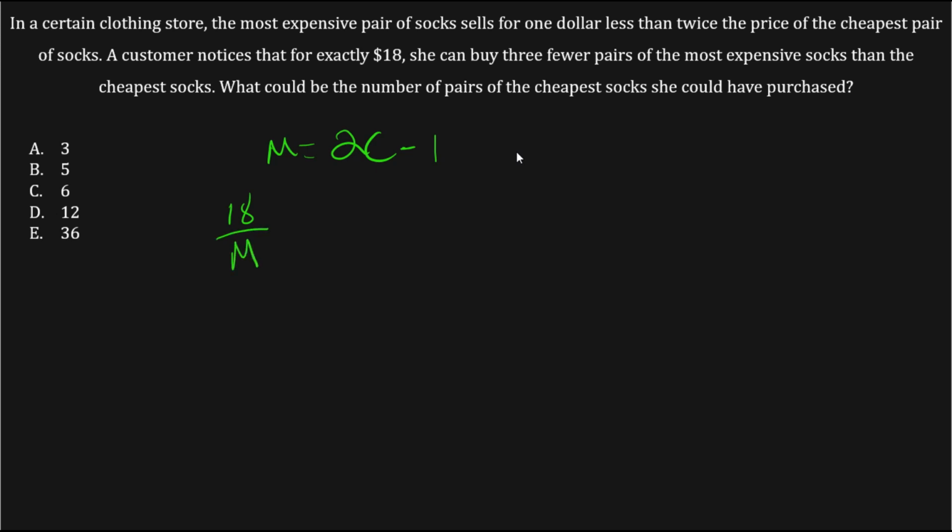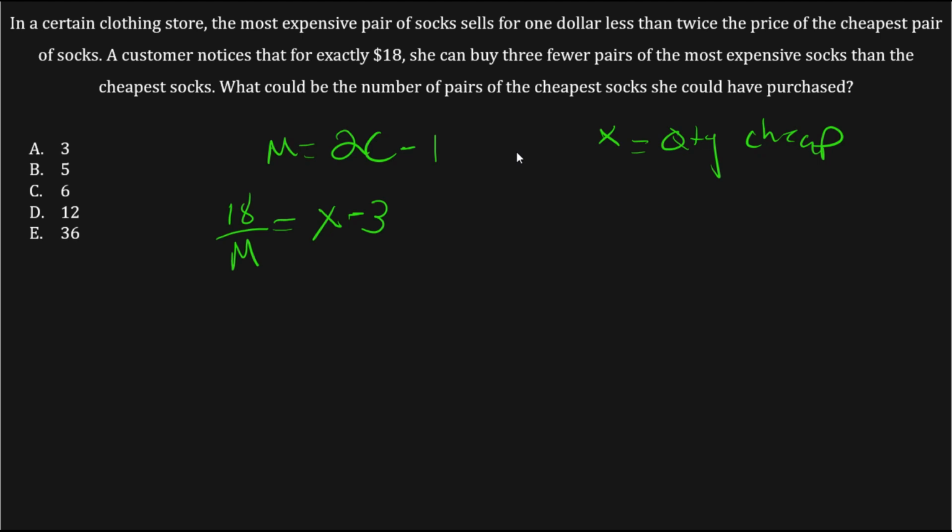So 18 divided by m is equal to x. Alright, so this is x is equal to the cost of the most expensive. What could be the quantity of the most expensive? What could be the number of pairs? Alright, so we want to find the cheapest ones. So we'll make this -3. So x is actually the quantity of cheap ones.